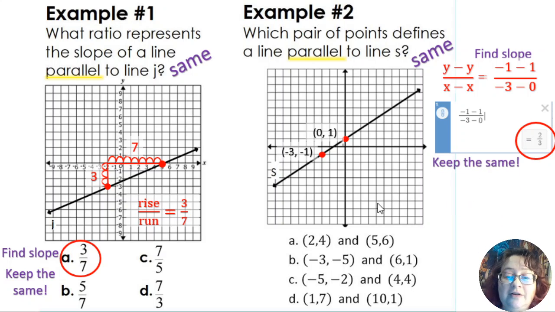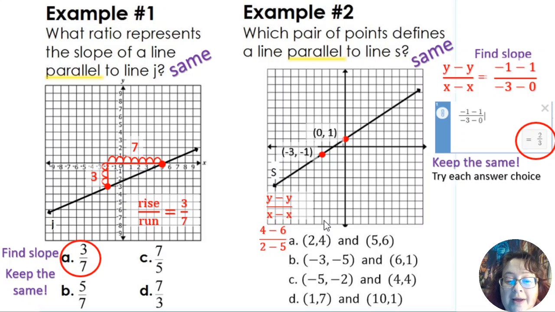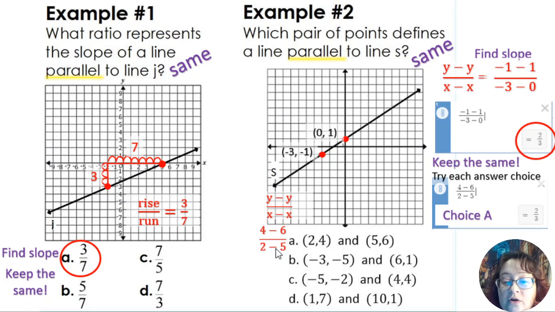So now I need to figure out which answer choice has 2 points that have that same slope. So I can go in and use my formula. I'm going to try each answer choice. So for answer choice A, y minus y over x minus x, it's going to be 4 minus 6, my y values, over my x values, 2 minus 5. And when I plug that into Desmos, I get 2/3, which happens to be what I'm looking for. So I'm already done. Let's try another one.